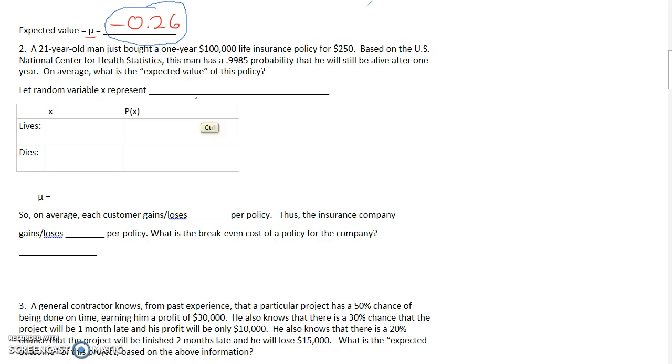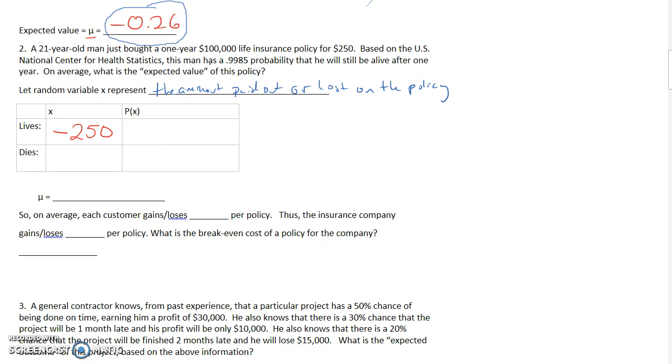We're going to have the random variable x be the amount paid out or lost on the policy. So what's the probability that he lives? I'm sorry, what is the value that's going to happen if he lives? If he lives, he's actually going to take a loss here, right? How much is he going to lose? Well, he paid $250 for the policy, so he will lose $250.